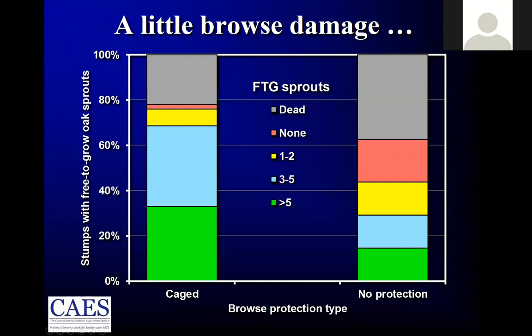And if we look at the one on the right where it says no protection, over 50% of those stumps that did sprout. So I should mention, we only looked at stumps which had sprouts because not all the stumps had sprouts. Over 50% of those stumps were either in the gray top square or in the red next square. So those stumps had either died because they'd been repeatedly browsed or had no sprouts which were able to be competitive with all their neighbors. Compared to ones that were caged, 75% of those stumps had sprouts which were competitive. They were at least the same height as all the competitors, if not taller. So just by reducing the relative height growth of oaks by 1 year, it was enough to set them back so that they weren't competitive.